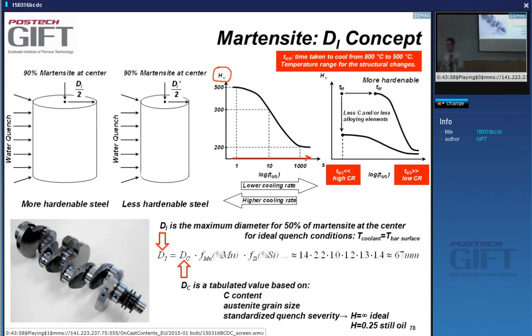Why do people choose 800 to 500? Well, that's because for most steels, that's the range where the transformations occur. So a steel which is very hardenable will have a hardness curve that looks like this. That means even at low cooling rates, I have a high hardness.